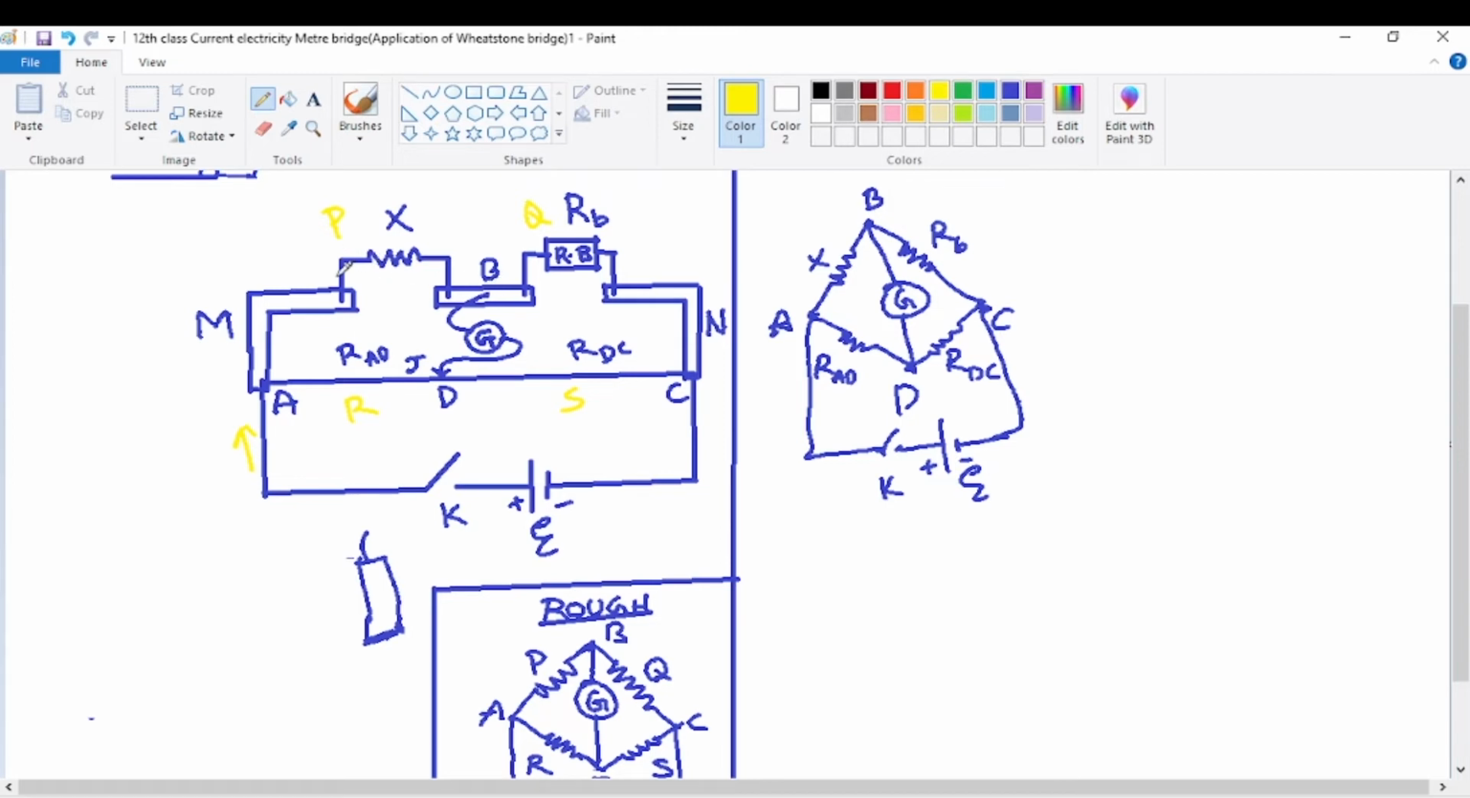So the left hand of P is nothing but end A itself, which is at 100 volts potential. And the right hand of Q is at what potential? It is C. It is at 0 volts potential. So the point B is actually between these. The entire metal strip M can be read as point A itself, and the entire metal strip N can be read as point C itself.